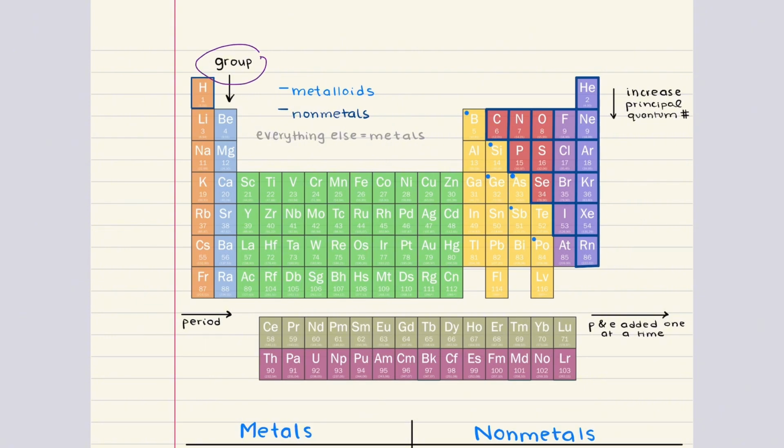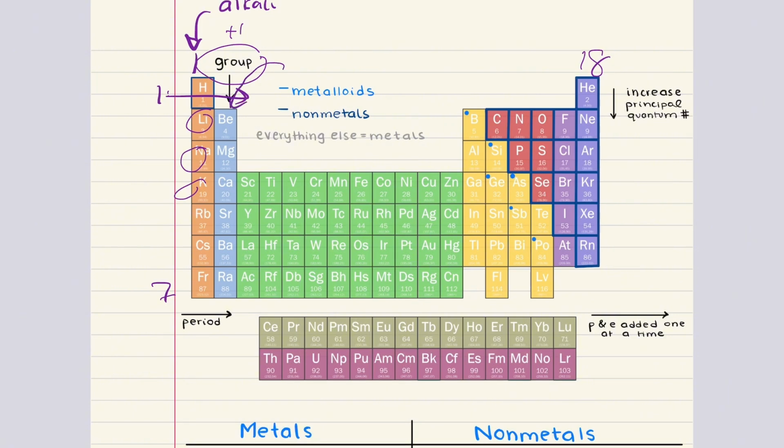Groups run vertically and they're numbered from 1 to 18. The periodic table is also organized into periods. These run horizontally and they're numbered 1 through 7. Certain groups on the periodic table have specific names because their elements share unique chemical behaviors. So group 1 over here is known as the alkali metals. They include elements like lithium, sodium, potassium, and so on. These metals are highly reactive, especially with water, and they easily lose one electron to form +1 cations.